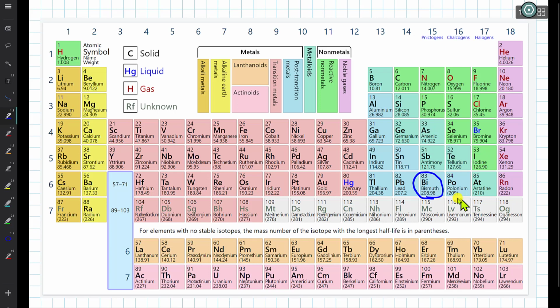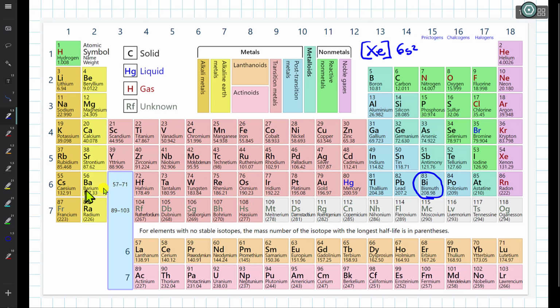All right, so bismuth is 83. The core is xenon. So I'm going to work from xenon now. And then I'm going to go down to this energy level, so principal quantum number 6, or energy level 6, or 6th period. So it's going to be 6s2.